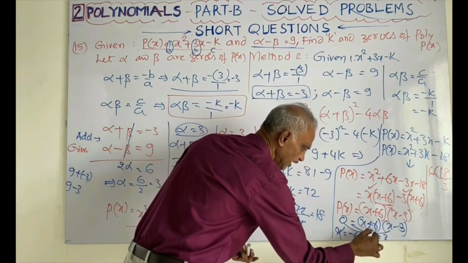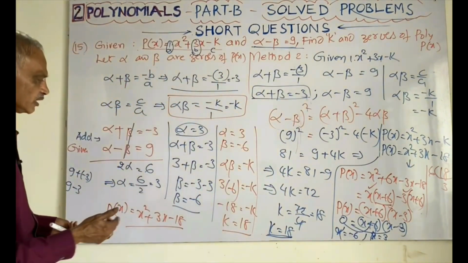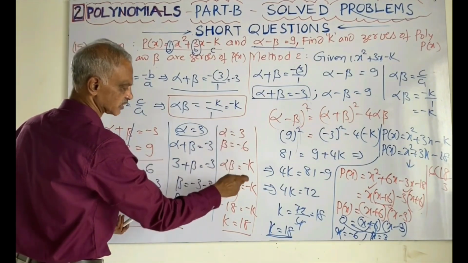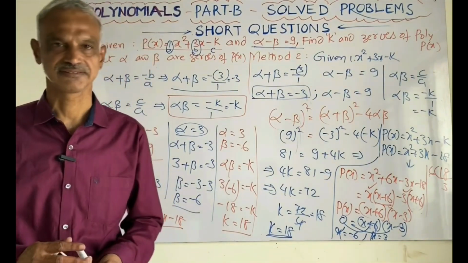Means alpha and beta zeros you got 3 and minus 6. Here also you see alpha 3, minus 6. K, what is the value of k? 18. There also the value of k is 18. Like that you have to do.